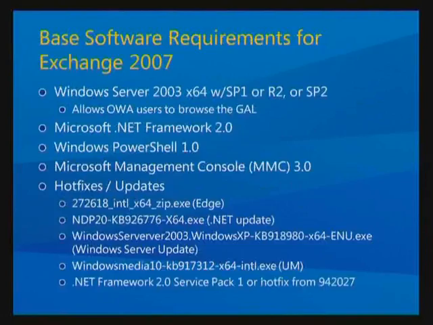that's available. For the prereqs, you also need the Microsoft .NET Framework 2.0, and we actually recommend Service Pack 1 for that. And if you're not using Service Pack 1, we do recommend the hotfix from KB 942027. We recommend that for all Exchange 2007 servers. So if you don't have this hotfix on your Exchange servers, you definitely want to get that hotfix on your Exchange servers. It's recommended for all of them.